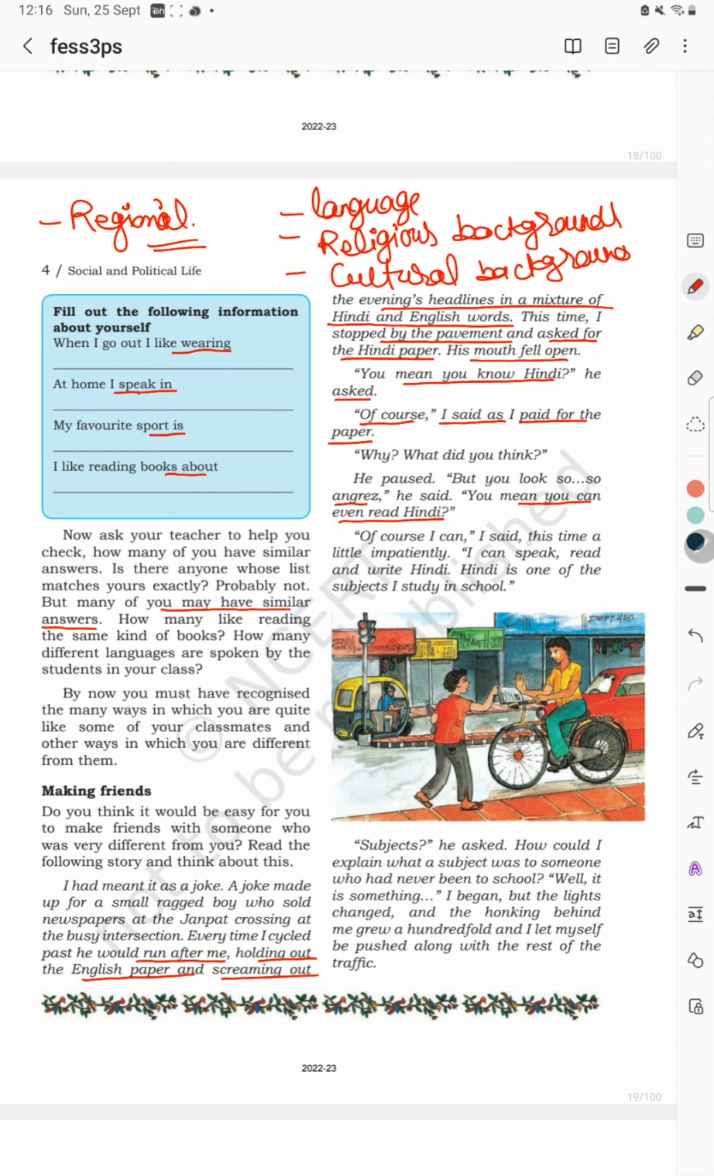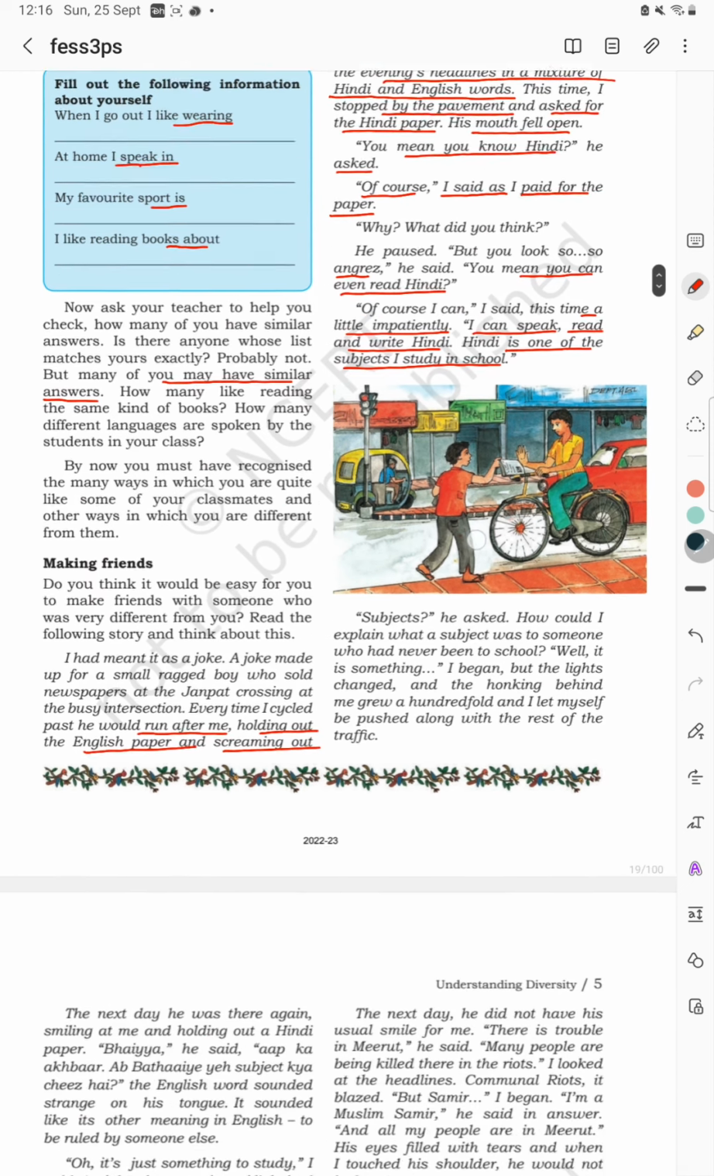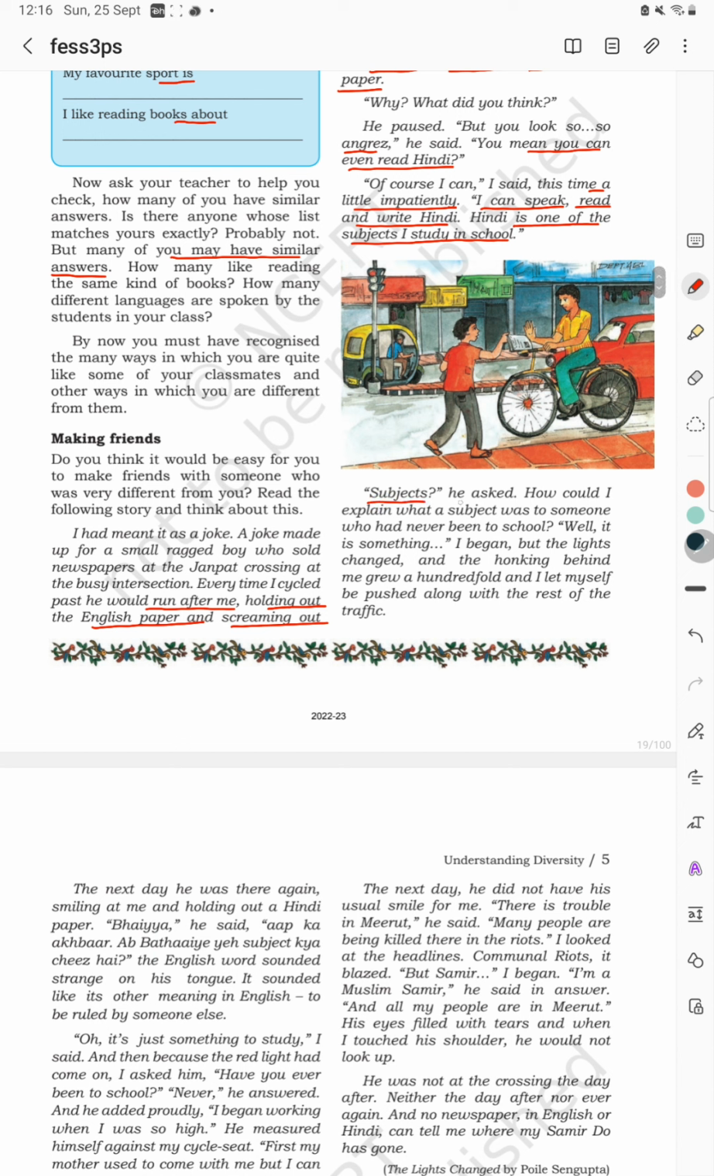"So of course I can," I said, this time a little impatiently. "I can speak, read, and write Hindi. Hindi is one of the subjects I study in school." "Subjects?" he asked. How could I explain what a subject was to someone who had never been to school? "Well, it is something I began," but the lights changed and the honking behind me grew a hundredfold, and I let myself be pushed along with the rest of the traffic.